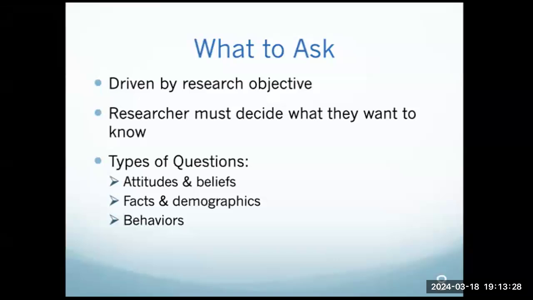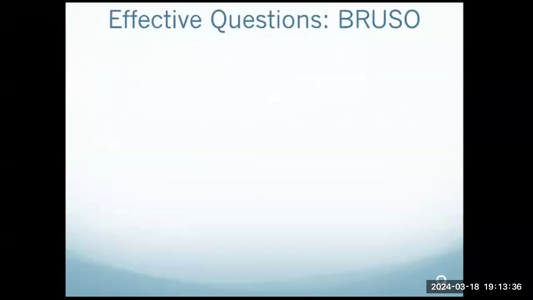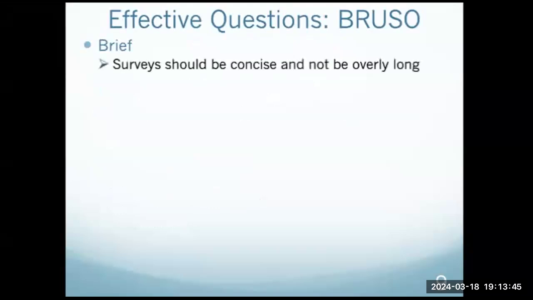So the textbook actually outlines a lot of things to consider when writing questions. I'm going to summarize them in something called BRUSO. So this is an acronym for you to all remember when you are forming survey questions. It should be brief, that's the B. And that means that surveys should not be too long, right? People get tired when they start taking surveys that are 10 pages long, for example.